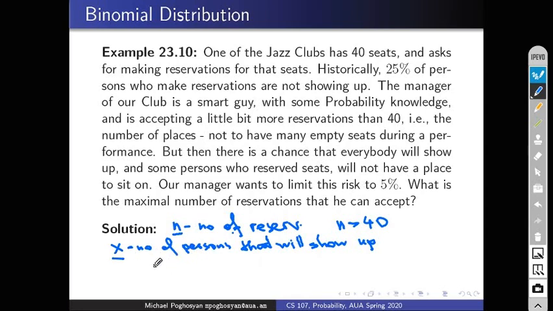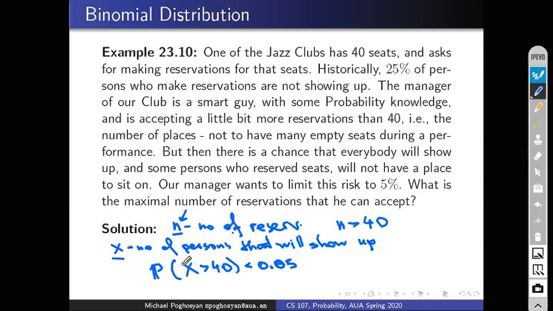So the problem is the following. The club manager wants the probability that X will be larger than 40 to be 0.05, 5%. This is the probability that more than 40 persons will show up and someone will stand and watch the performance standing. So we need to find that maximum n for this.